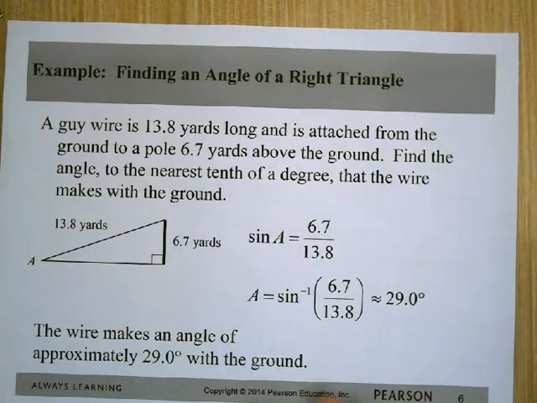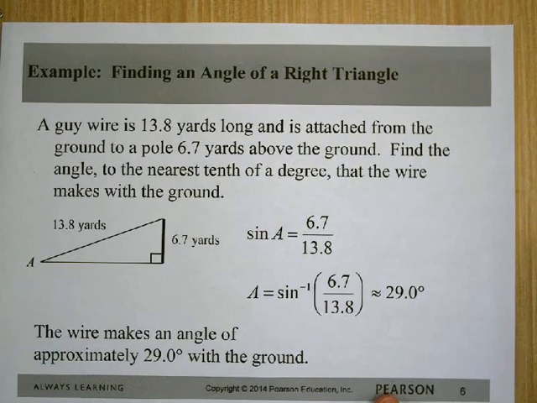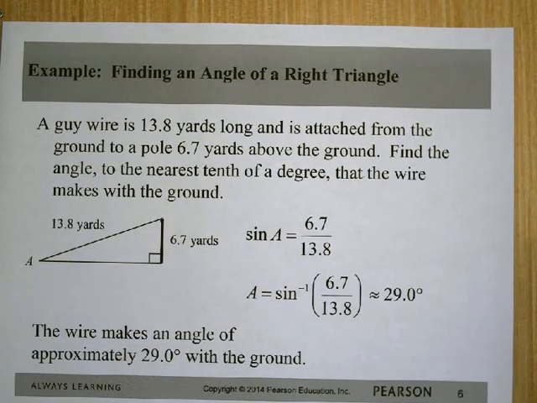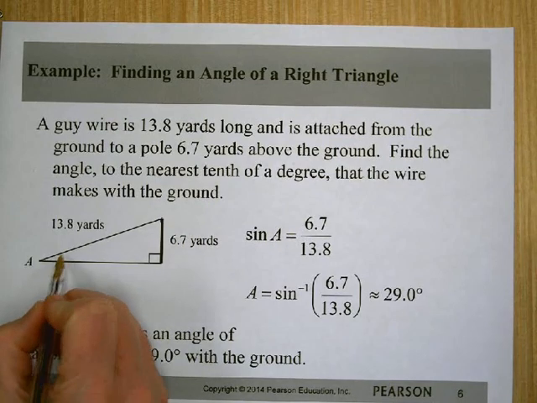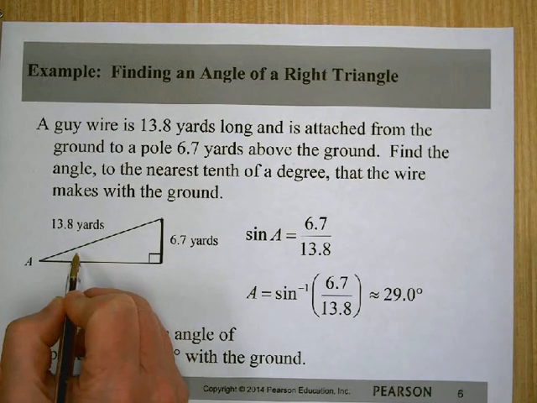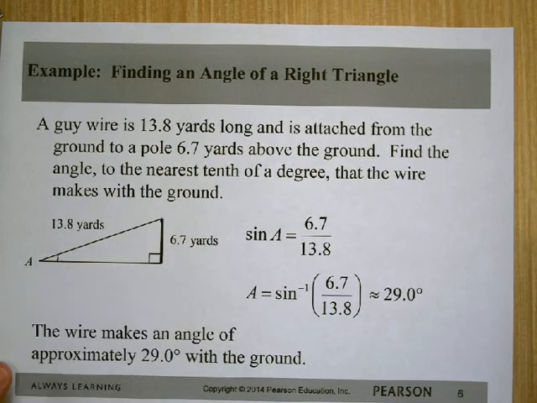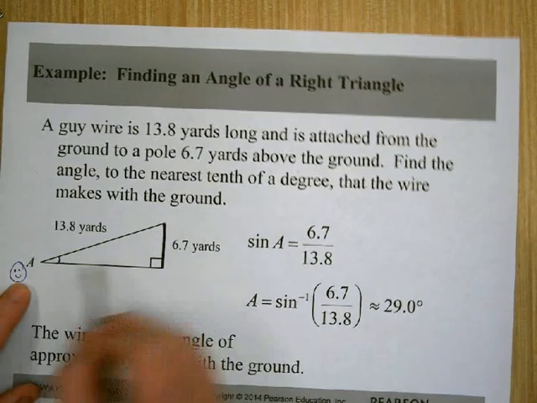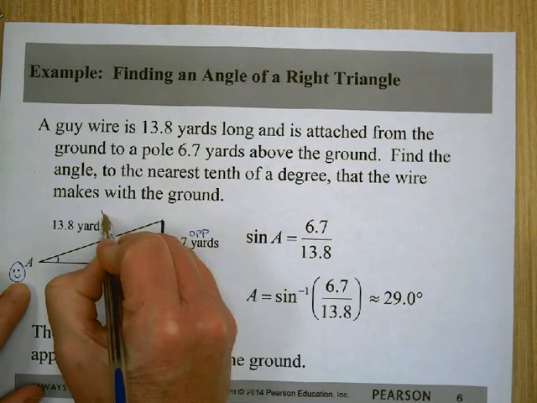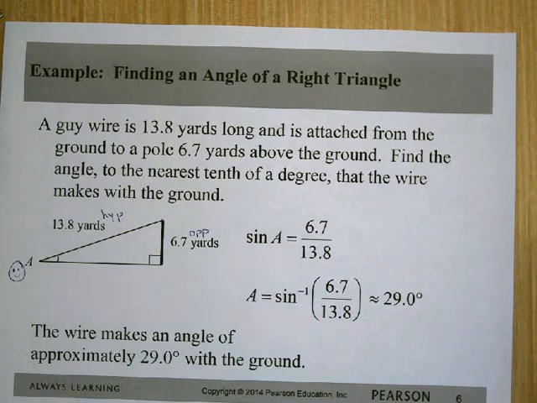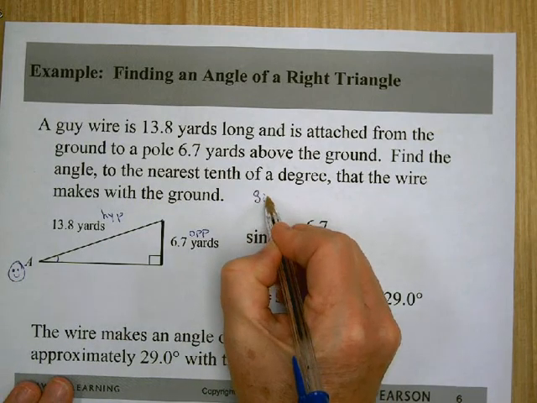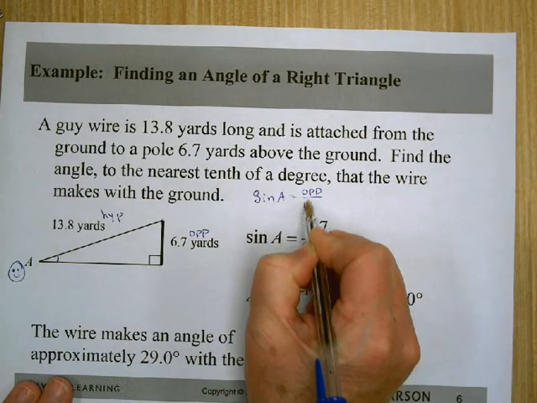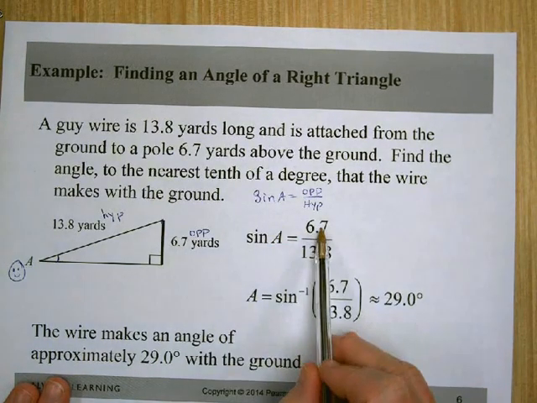A guy wire is 13.8 yards long. It's attached from the ground to a pole 6.7 yards above the ground. So we've got our drawing here. Find the angle to the nearest tenth of a degree that the wire makes with the ground. So this is the angle I'm looking for, and that's where I'm going to put my perspective. If I'm looking from here, this is my opposite and this is my hypotenuse. So that tells me that I need to use the sine. The sine of A is equal to the opposite over the hypotenuse, so it's equal to 6.7 over 13.8.